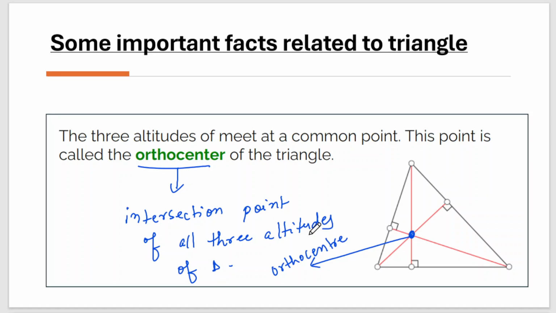Now always remember, altitudes are perpendicular to the base. Okay, you can see here altitudes are drawn perpendicular and it has been joined to the opposite vertex. So this is your one of the altitudes. Okay, this is altitude to this side. In this way, they have drawn three altitudes and they have met at one common point, and that is called the orthocenter.